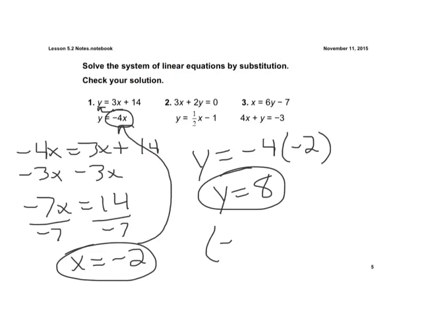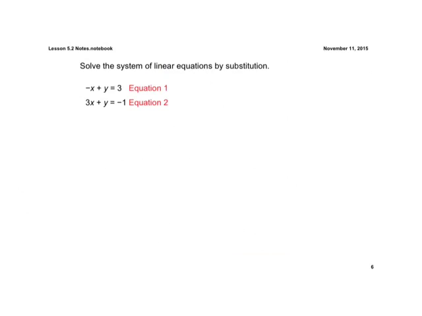All right, then we have an ordered pair. X is first, y is second: negative 2, 8. If we were to substitute them in, they would check out, and they work. That's our solution. Okay, so go ahead and try 2 and 3 on your own. See if you can get the answers there.